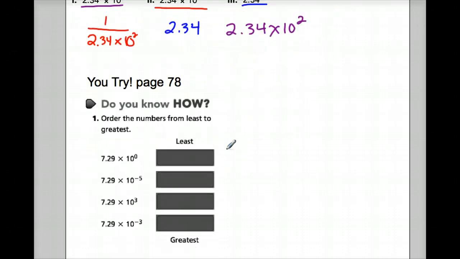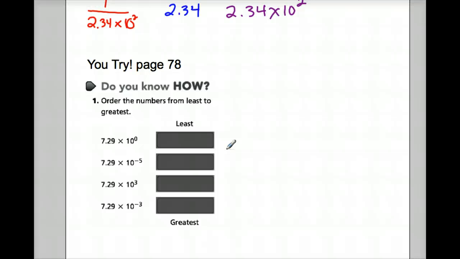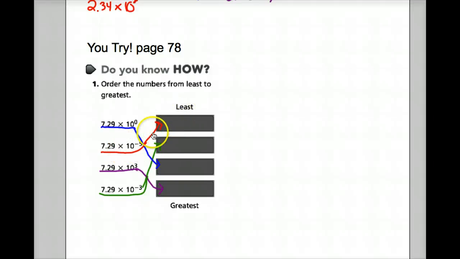Alright, so now you try. Go to page 78 and do number 1. Order the numbers from least to greatest. You can just draw lines to whatever box they need to go to. Okay, so our least number is going to be this one here. It's underlined in red because it's 10 to the negative 5th. That's going to be our smallest one. Our next smallest will be 10 to the negative 3rd. Then we get 10 to the 0th, and 10 to the 3rd.